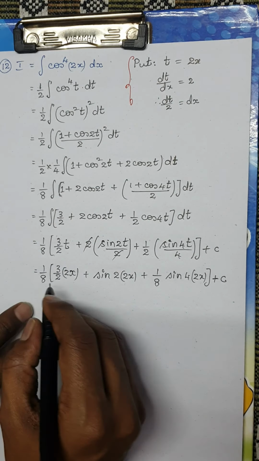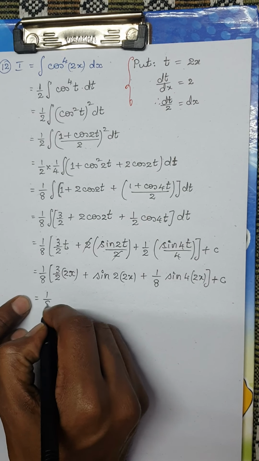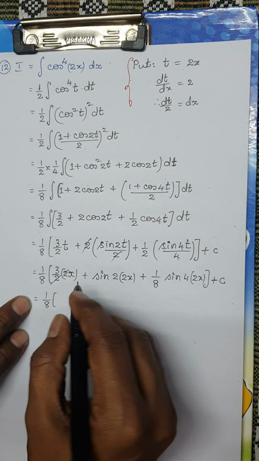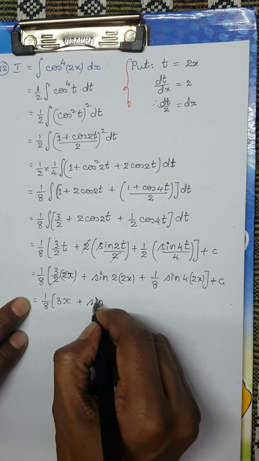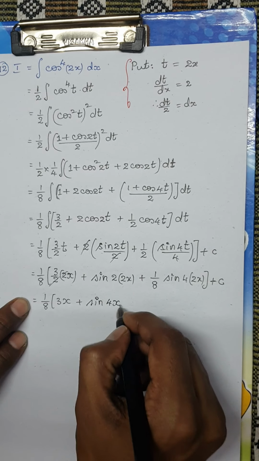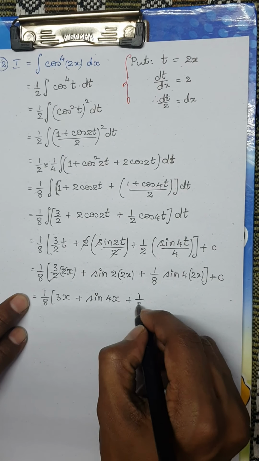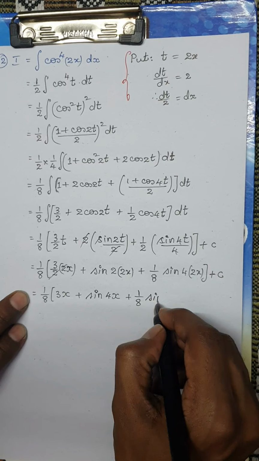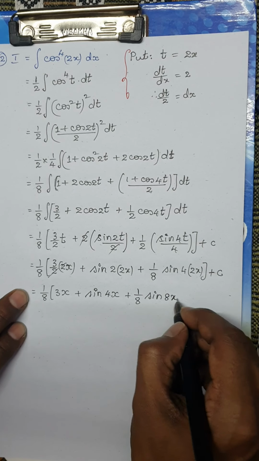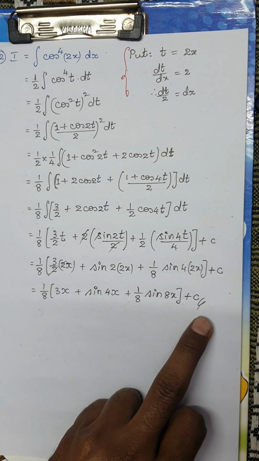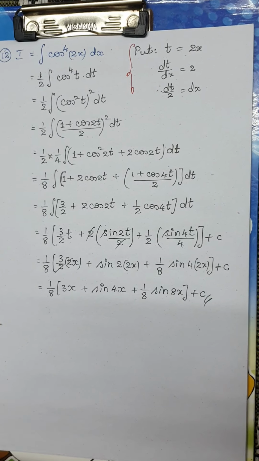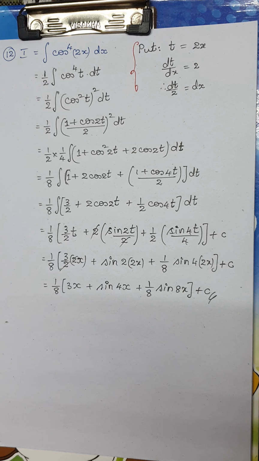Now I'm going to get the final result as 1 by 8 into, remember this 2 and 2 get cancelled, it is 3x, okay, and plus sine 2 times 2 is 4x, plus 1 by 8 into sine 4 times 2 is 8x, plus c, the constant of integration, and this is the final answer for the given integral cos power 4 of 2x dx. Okay, shall we move to the next question?